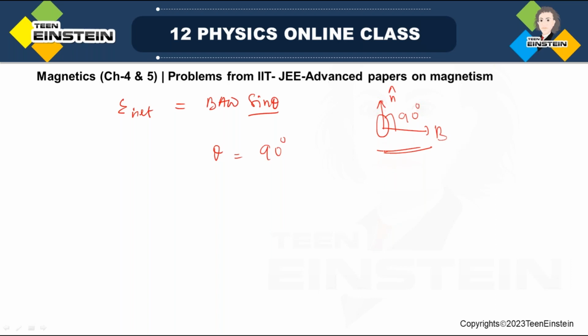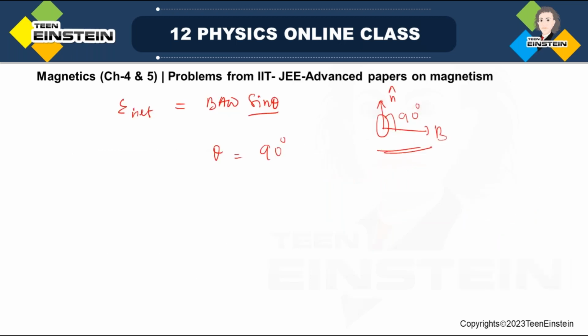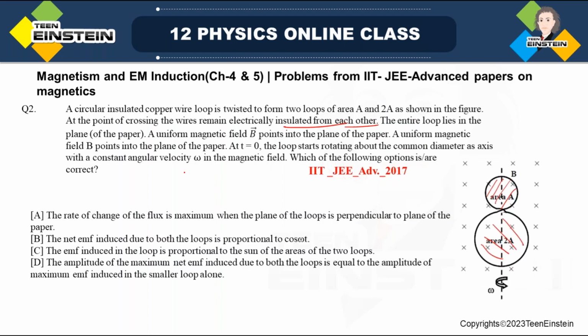In the option it was there that the rate of change of flux is maximum when the plane of the loop is perpendicular to the plane of the paper. So plane of the paper means direction of the magnetic field itself. Okay, so this is true. The first option is actually correct.